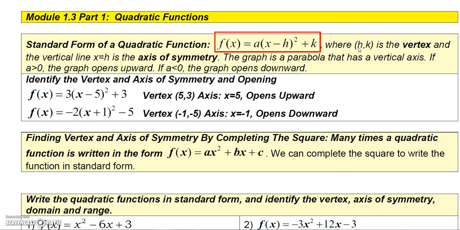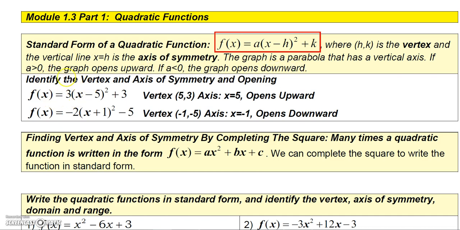function, because this is going to be a parabola that opens up or down, and so h and k is actually the vertex of that parabola. And the vertical line x equal h is actually the axis of symmetry of that parabola. I'll show you one of those in a minute. Okay, now the graph is a parabola that has a vertical axis. If a is greater than 0, the graph opens upward, and if a is less than 0, the graph opens downward. So let me show you a couple of graphs here.